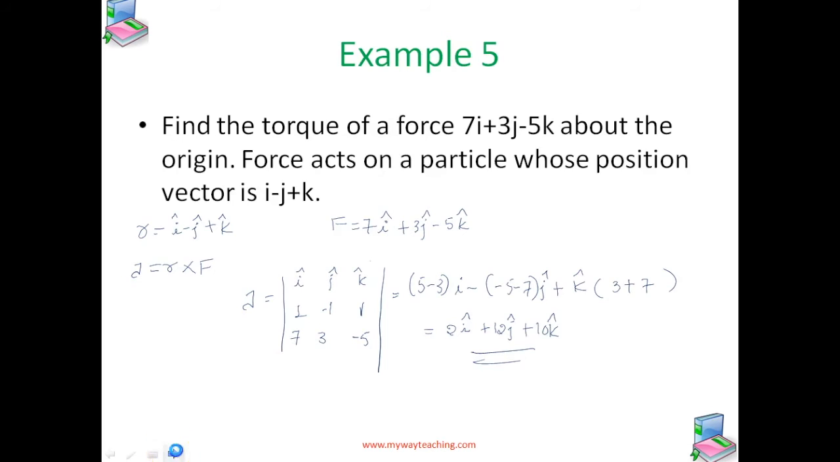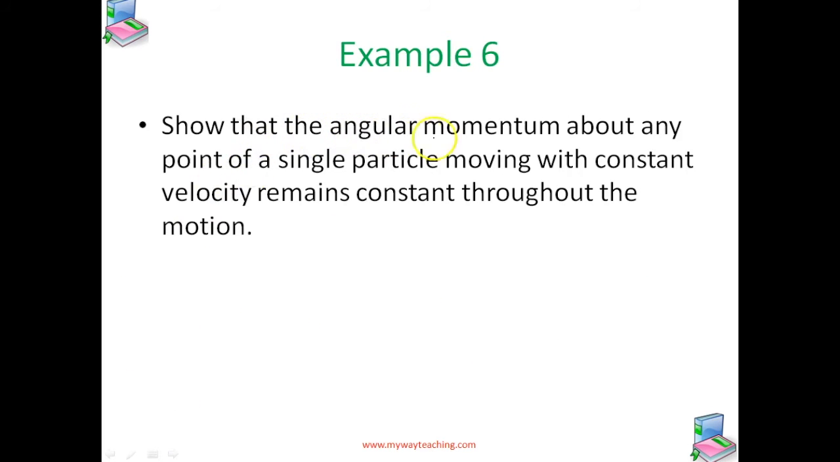So now let us see one more problem. Show that the angular momentum about any point of a single particle moving with constant velocity remains constant throughout the motion. Which means if you consider the angular momentum of a single particle, whose body is moving with constant velocity, then that angular momentum remains constant throughout the motion. It will not change at any instant of time. That is what we should prove here.